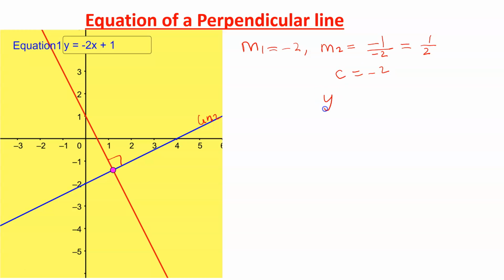We know all we needed to set up the equation: y = half x, because half is the gradient, minus 2. This is the equation of the line which is perpendicular to this line and has an intercept of -2. So that's how you use the information of perpendicularity.